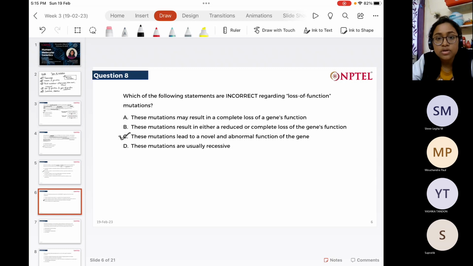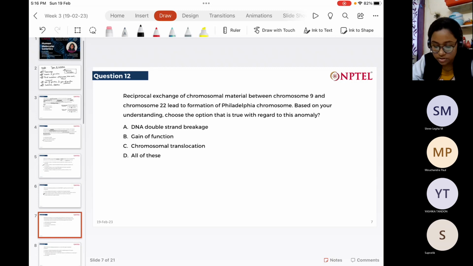And as I already told, loss of function mutations are usually recessive in nature. When recessive alleles are in homozygous condition, only then they will be expressed, and they can either lead to complete loss of the gene's function or protein's function, or they can reduce its efficiency. Okay, now next question.